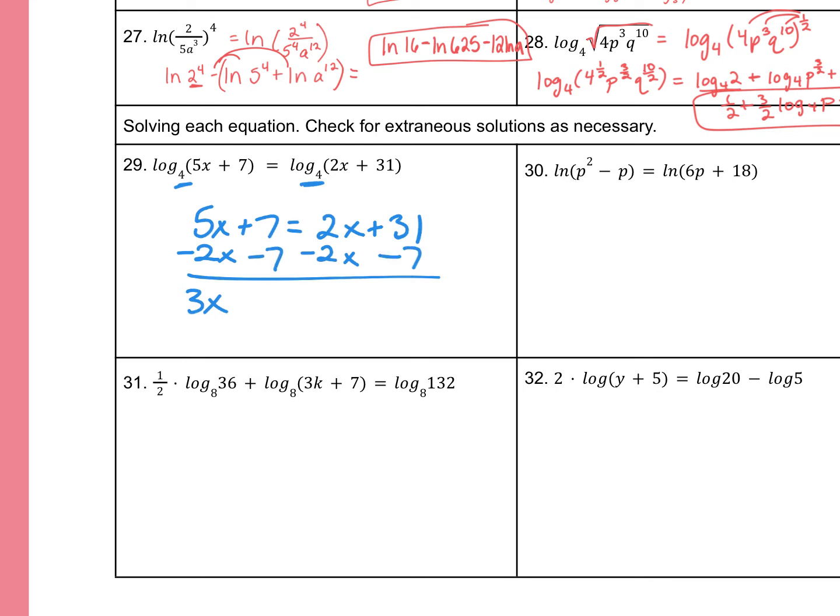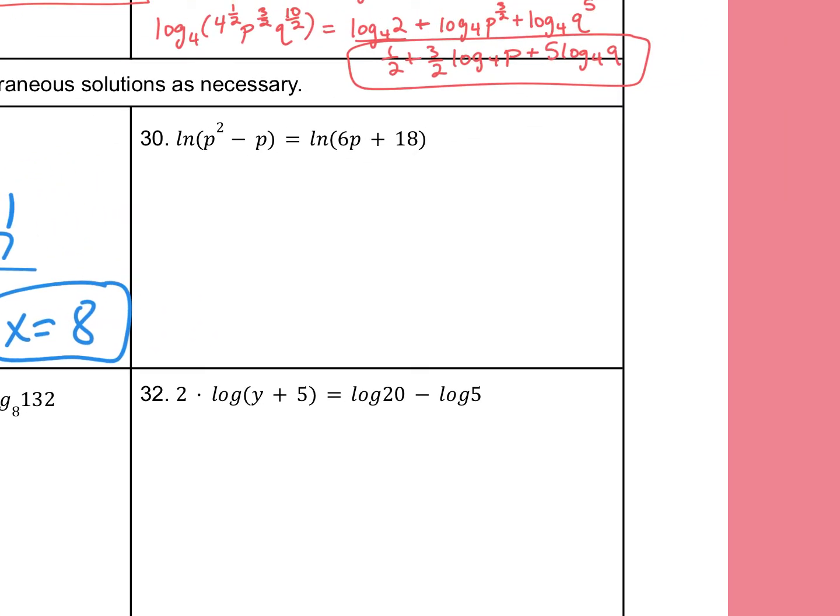Subtract that 7 over. So 3x equals 24, divide by 3, x equals 8. Lastly, I just want to go check and plug in that 8 everywhere there's an x, make sure I don't get any negative values, and I don't, so I'm good to go on that one.